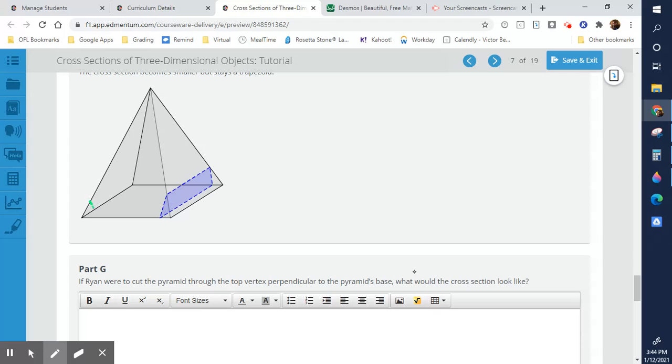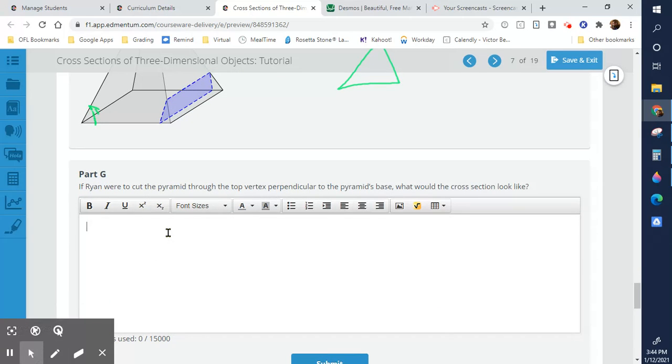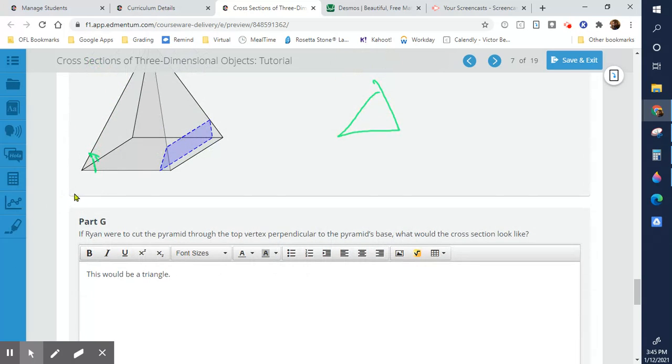So this would be a triangle. And I don't know, I guess we could call it an isosceles triangle because both sides would be the same. It might even be an equilateral triangle. It's kind of hard to see.